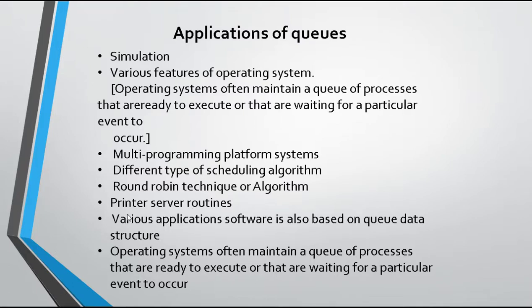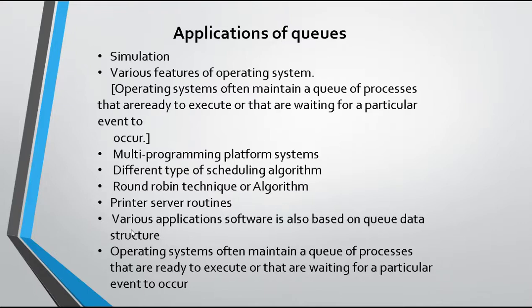The next application of queue is printer server routines. A printer server means devices or programs that connect the printer to the computer over the network. These act as an intermediary between the computer and the printer, and they accept the jobs that are given by the computer and send them to the printer. In this case, they use queues in order to perform the jobs. So the first job which has been assigned will be performed first, or it might use some other technique in order to perform the jobs that are given by the computer.